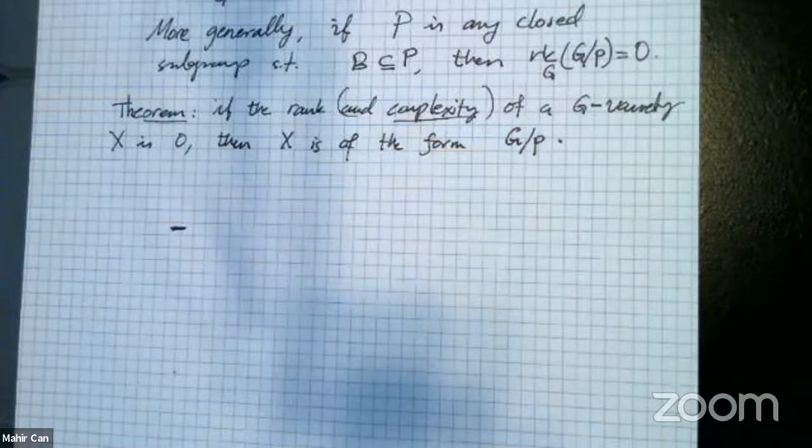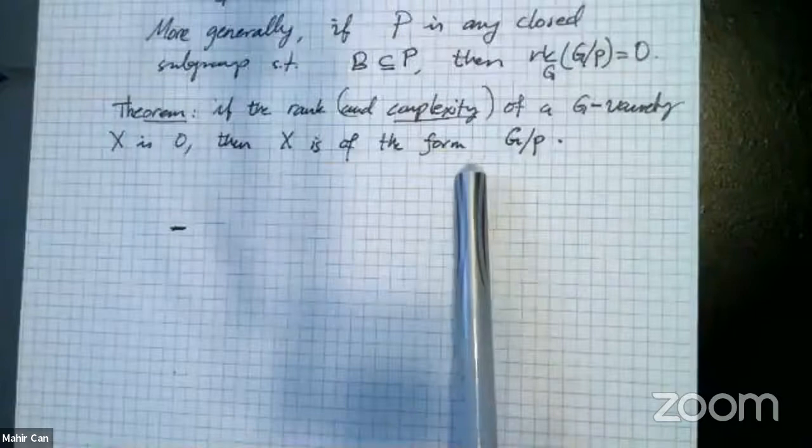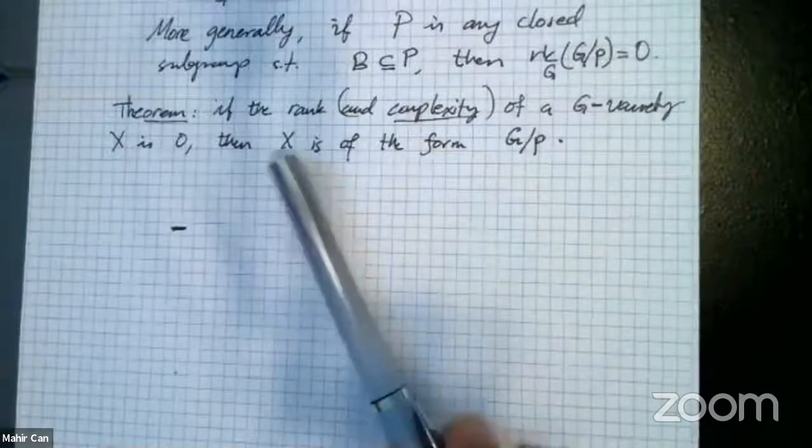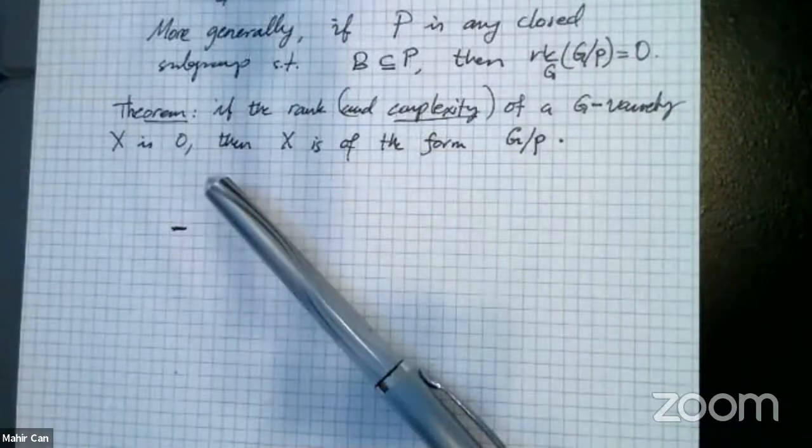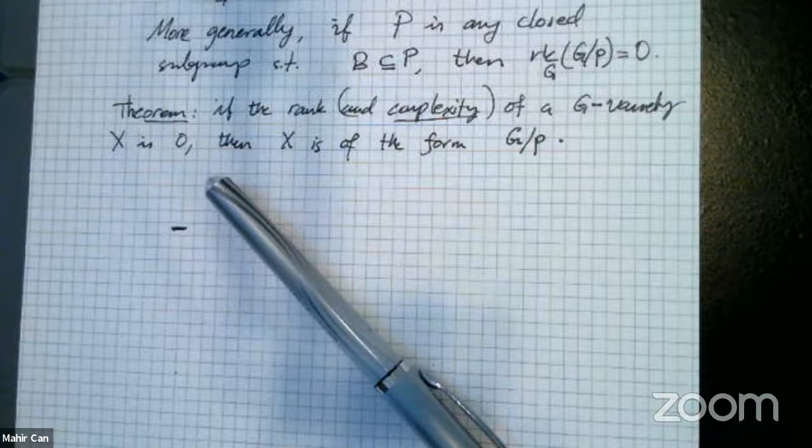How difficult is this theorem? If rank is zero, then the quotient. It is really not so difficult. I think I even jotted down the proof somewhere in the text already. So it's I think just one paragraph or so. I'm going to include it in the lecture notes. Okay.